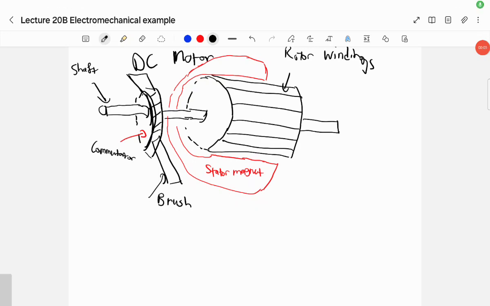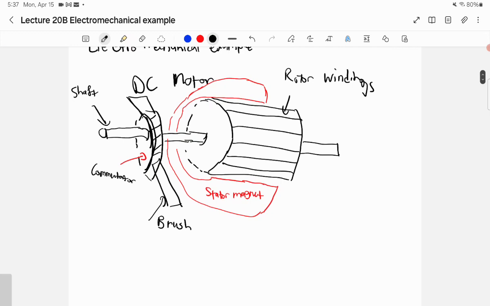Hello and welcome once again for another EE324 video. This time we'll be discussing an electromechanical example, and we're going to do a classic example with the DC motor. We'll take the DC motor and put it onto something, a robot arm in this case.